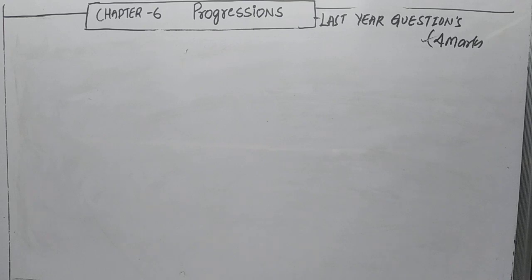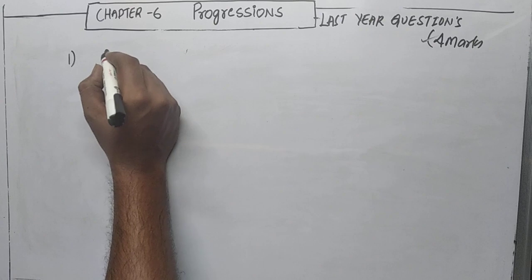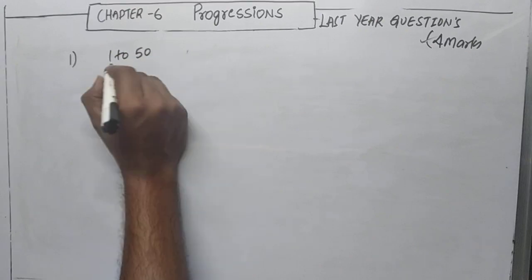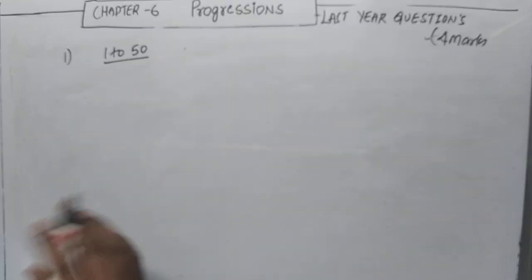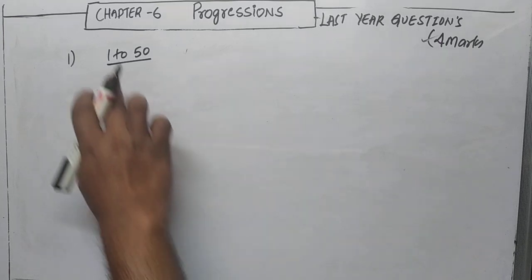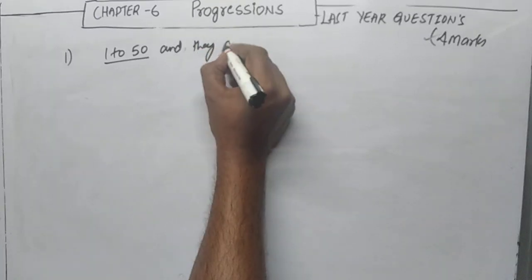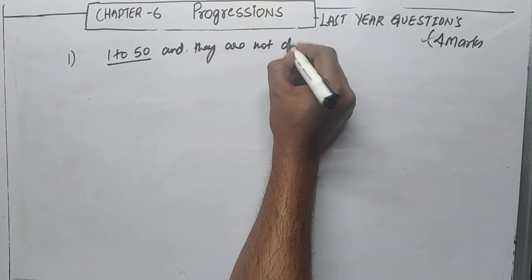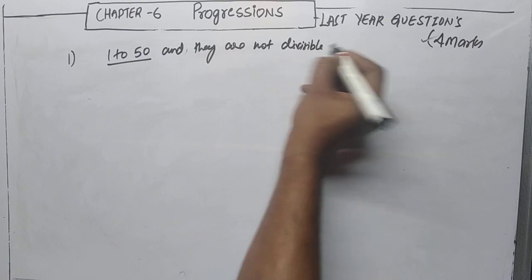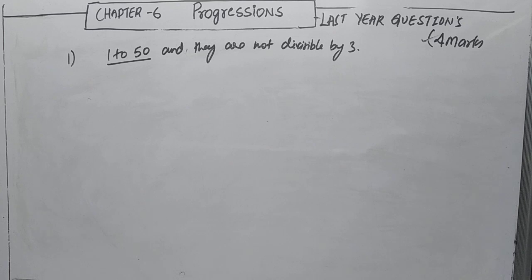I am taking a question which they asked last year. You have to find the sum of the integers between 1 and 100, the numbers which are not divisible by 5 and not divisible by 3. Okay, we have a question: find the sum of all the integers between 1 and 100 which are not divisible by 3.